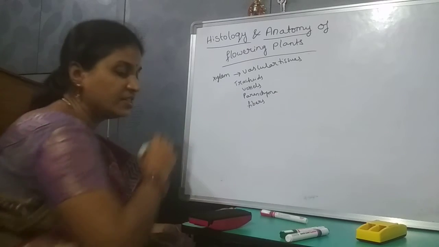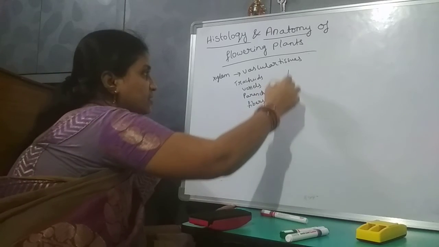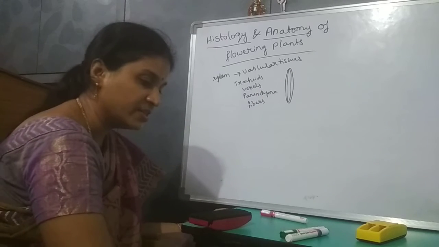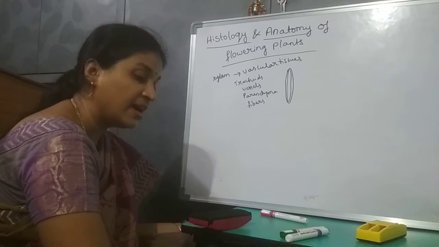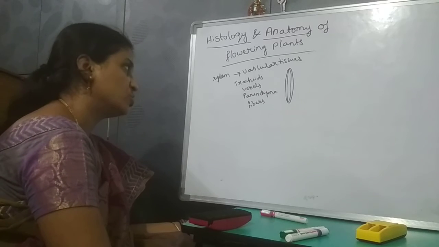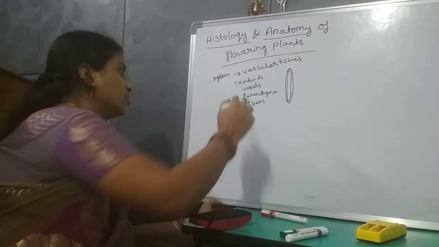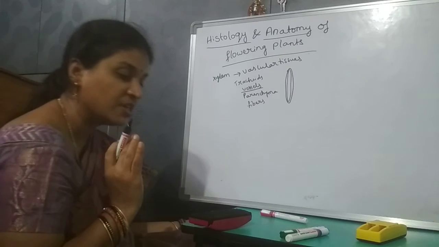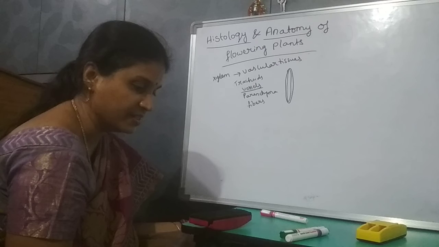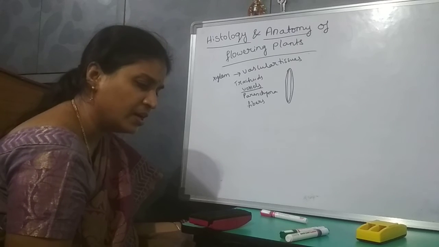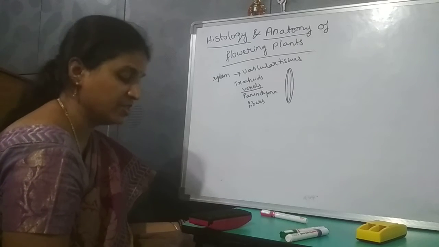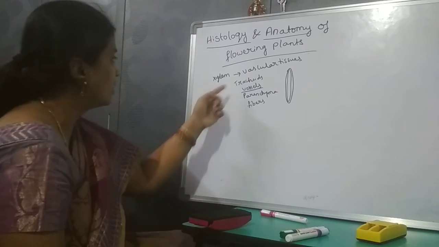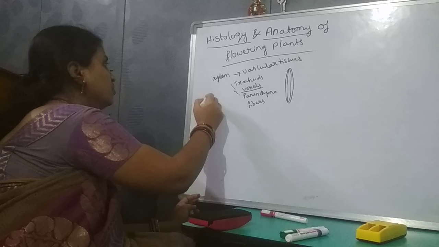If you take tracheids, they are somewhat elongated, like this. They are dead tissues. These tracheids are also dead, without protoplasm. And coming on to vessels, vessels are the characteristic feature of angiosperms. In gymnosperms, these vessels are absent. Vessels are also devoid of protoplasm, and at the same time tracheids are also devoid of protoplasm.